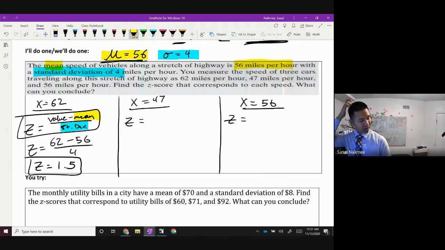And don't worry if it comes out negative. 47 is slower than the average speed there. So this person is going slower than the average speed on this highway. So you should get a negative z-score, right? Whereas a positive z-score means that you're going above the average, right? So keep those in mind, below the average and above the average there. You guys can see that.